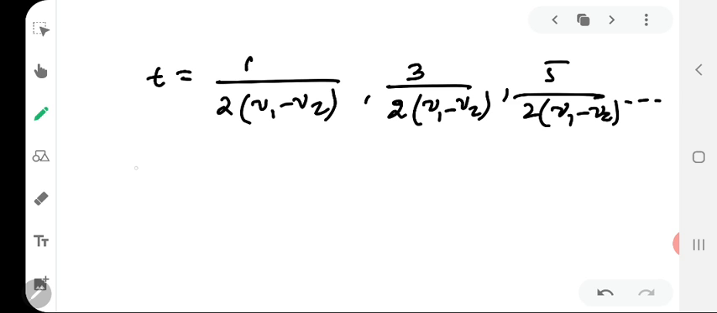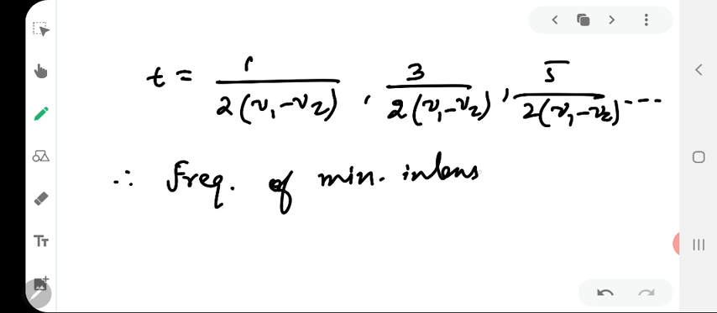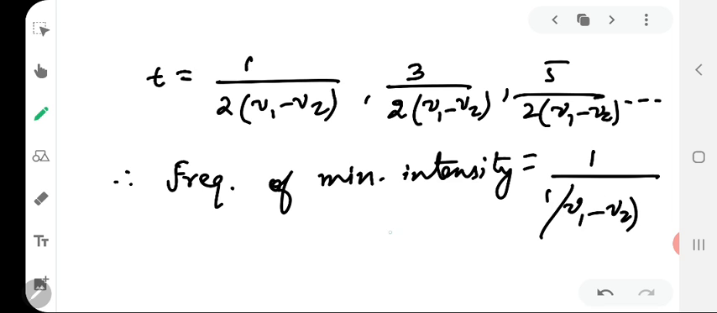So thus at x equal to 0, the intensity of sound will become minimum after a fixed interval of time equal to 1 by (nu 1 minus nu 2). Therefore, frequency of minimum intensity is also equal to 1 upon 1 by (nu 1 minus nu 2), and that is equal to nu 1 minus nu 2.